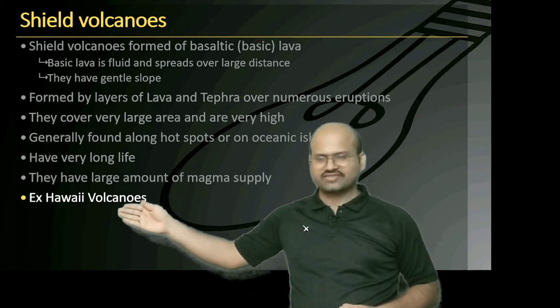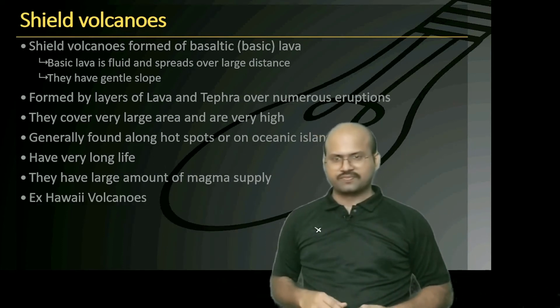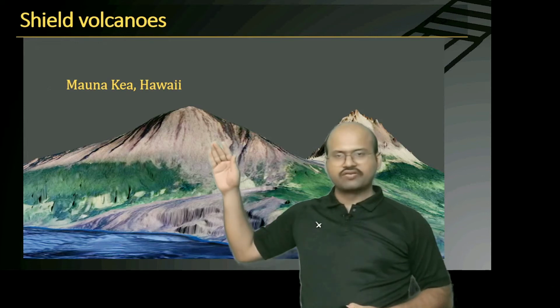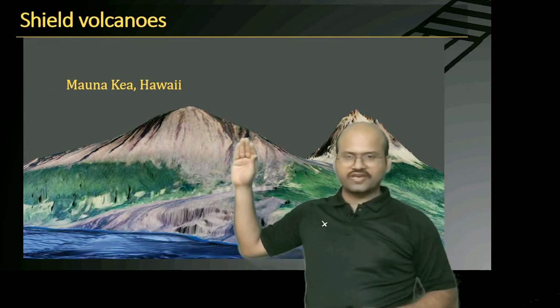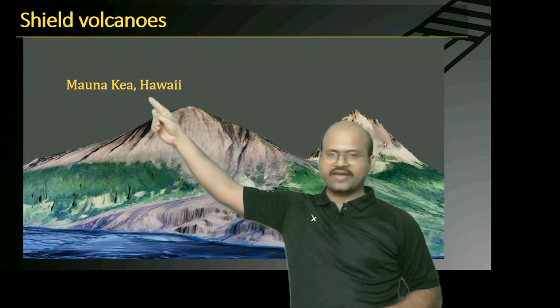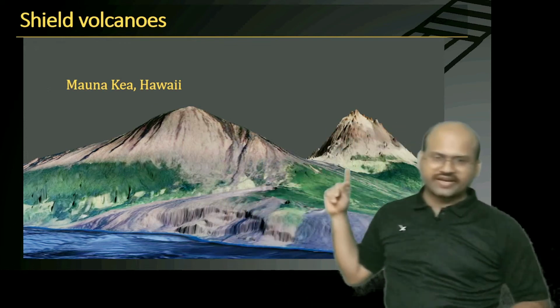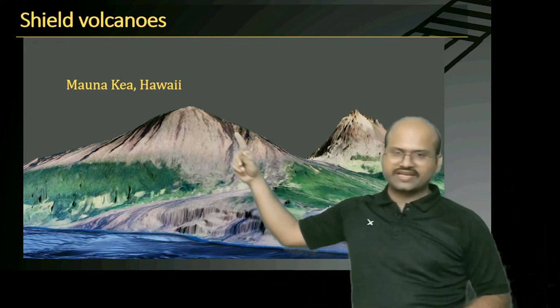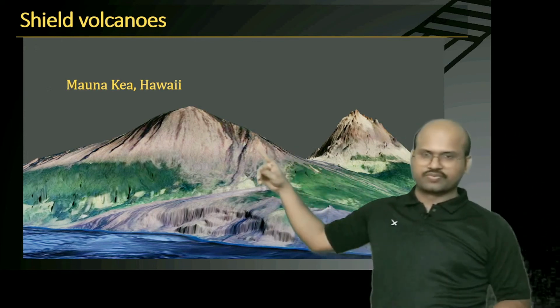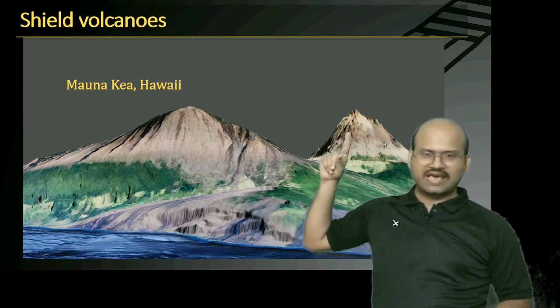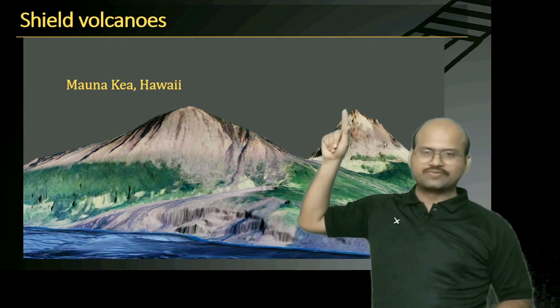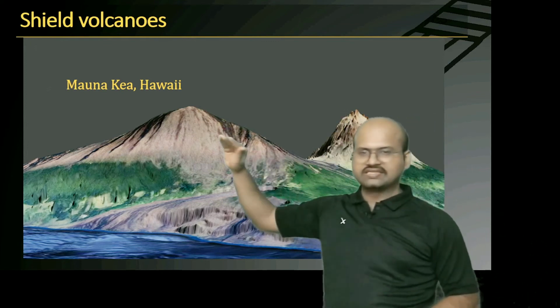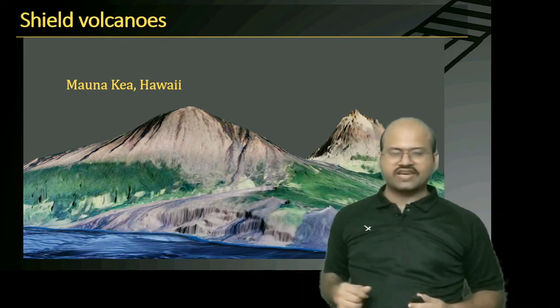Hawaiian volcanoes are examples of shield volcanoes. Now here we see a topographic image of a Hawaiian volcano, and you can see here that compared to stratovolcano, the slopes are very smooth. You can see that there is a gentle slope. Stratovolcano would be something like this, where it would have a very steep slope, but here the slope is very gentle and it is spread over a very large area.